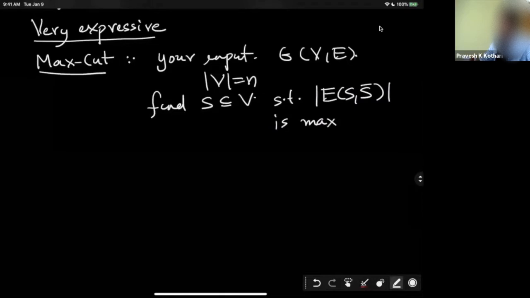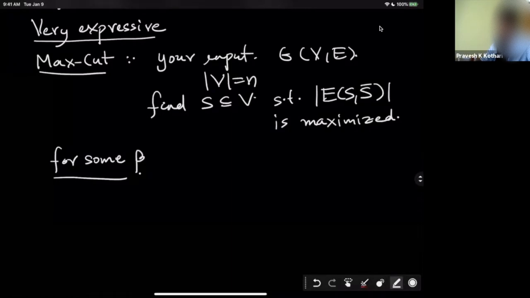By the size of the cut of S, I simply mean the number of edges which have one endpoint in S and one endpoint in the complement of S inside V. Okay. So let me convince you that this problem is an example of the feasibility problem that we just defined. Say for some integer beta, consider the following system. So here is a polynomial that I'm going to write.